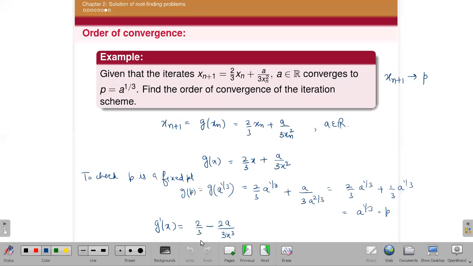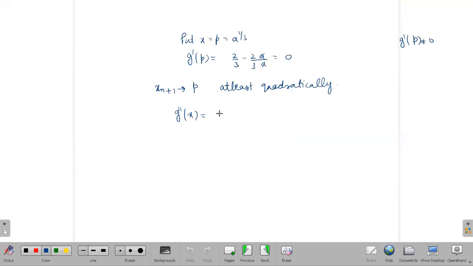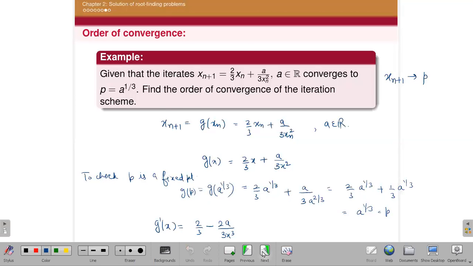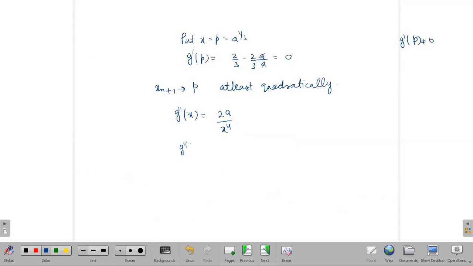Check the double derivative. 2 by 3 will be 0 and this will be 2a by x raised to power 4, with negative becoming positive. So this you are getting. Now you put x is equal to p, that is a raised to power 1 by 3. So it is non-zero if you put it here. This is non-zero. It means this x n plus 1 is converging to p quadratically, so with order 2.